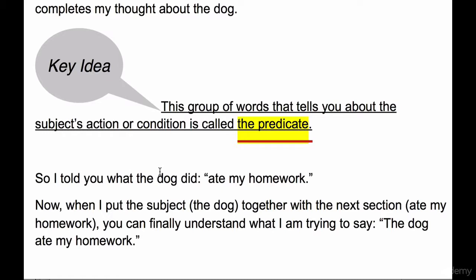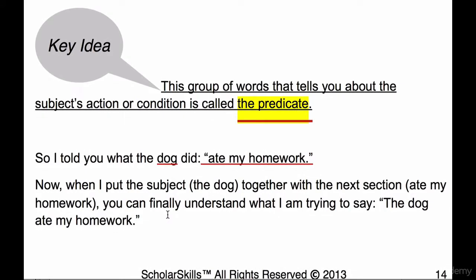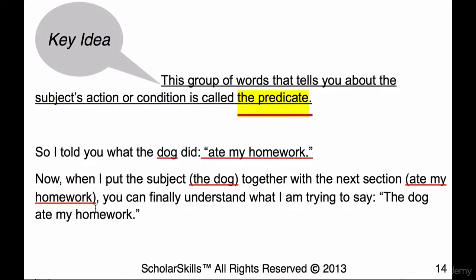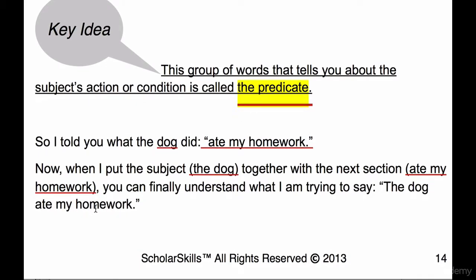So I told you what the dog did. The dog ate my homework. That's what he did. And my subject is the dog. You see that? So now when I put the subject, the dog, together with the next section, ate my homework, you can finally understand what I'm trying to say. The dog ate my homework.